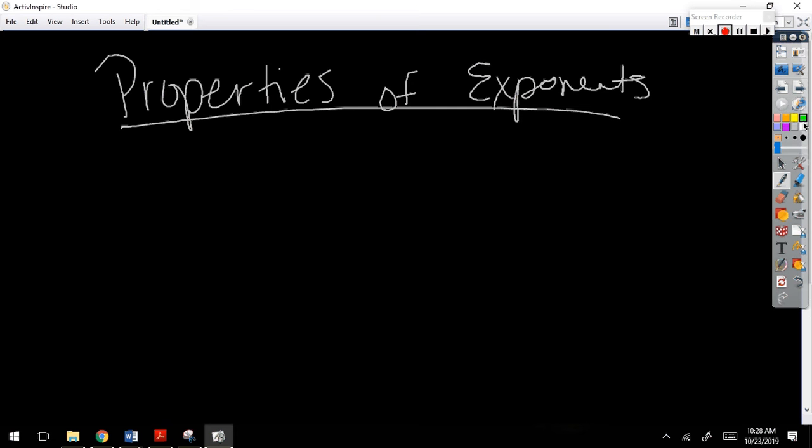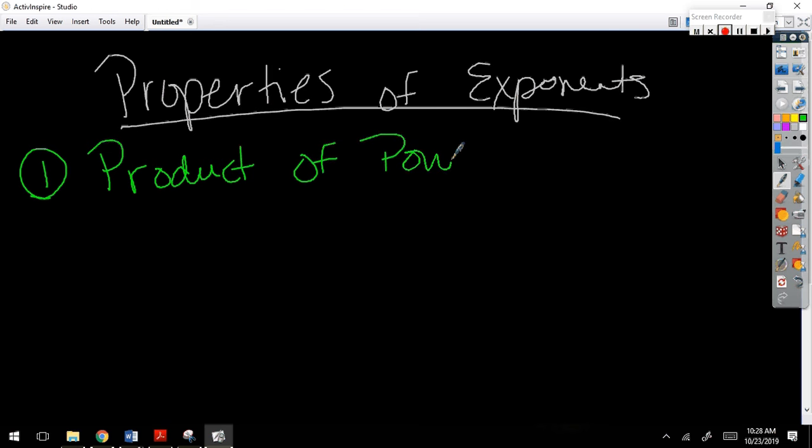All right. The first one, and I'm not going to make you remember the names of them. If you want, I'm going to put the names up here so that you have nice organized notes, but I'm not going to say, hey, what is the product of powers? I just want you to be able to do it. Here's what it means. Product means multiply, right? What does power mean? Exponent, okay?